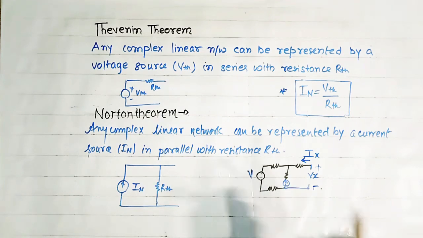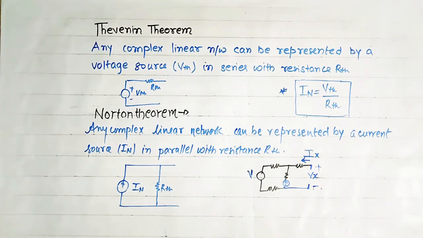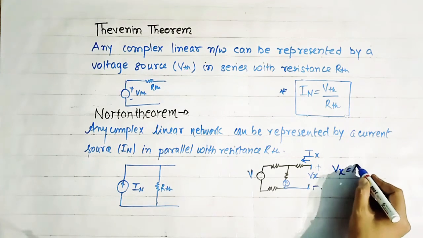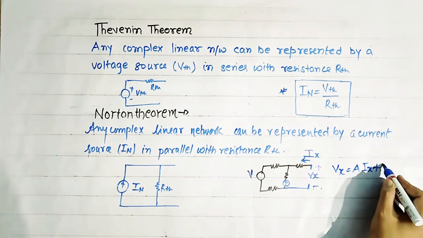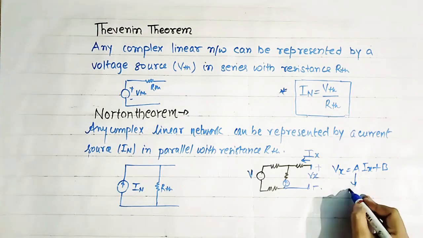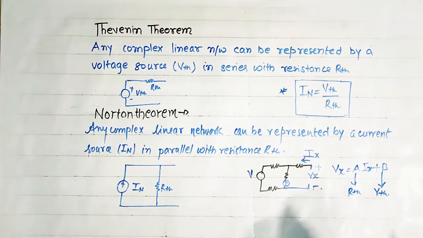After assuming this polarity of voltage and this direction of current, we write the circuit equation in the form Vx = A·Ix + B. When we write the circuit equation in this form, A will represent the value of RTH and B will represent the value of VTH. So these are the two methods to draw the Thevenin equivalent and Norton equivalent. I will discuss both methods in detail in my upcoming videos.